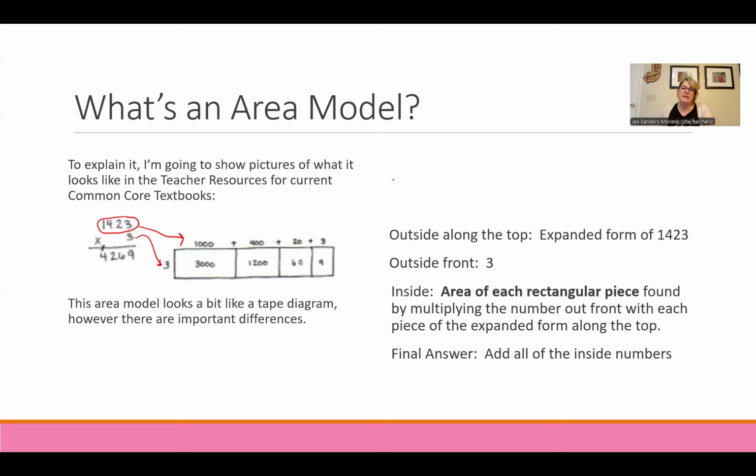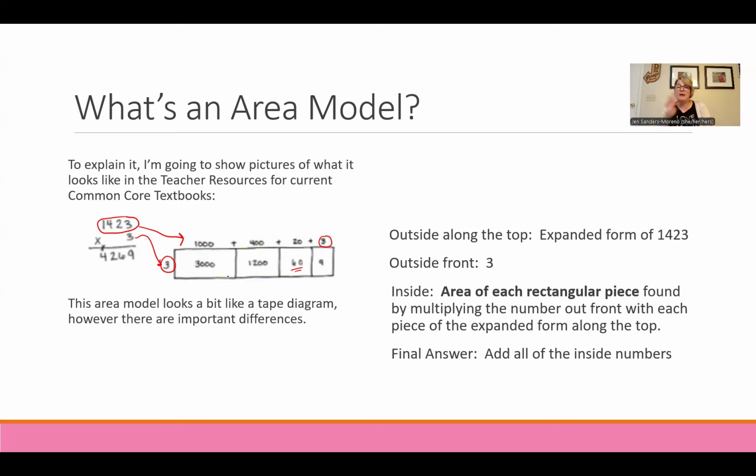What they're doing is using the area of a rectangle. The area of a rectangle is length times width, or base times height. So the idea here is that students are going to take this 3 out front times this 3 on the outside. The area of this little box would be 9, okay? Notice the next one, 20. 20 times 3 is 60. 400 times 3 is 1,200. And 1,000 times 3 is 3,000.